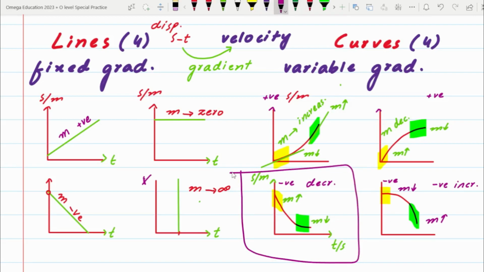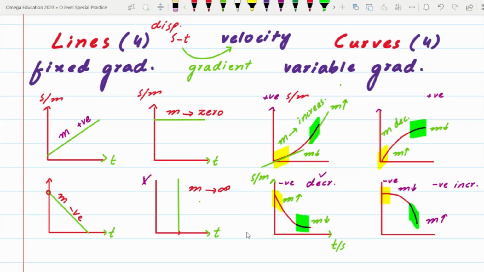So what do you say? Whatever the information was for the gradient, that is going to be the information for the velocity. So you say the velocity is first of all negative, and then the velocity is not uniform because it's a curve and it has decreasing gradient, so the velocity is decreasing. So the velocity is negative and decreasing.